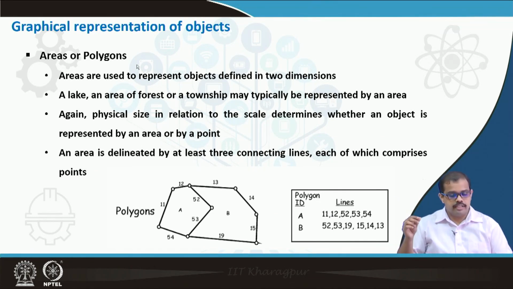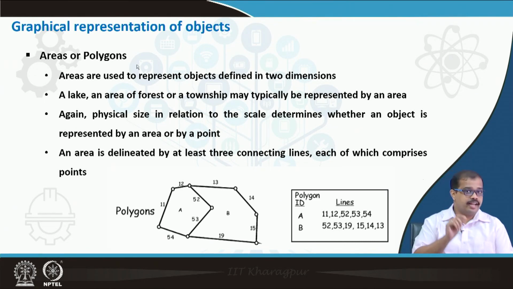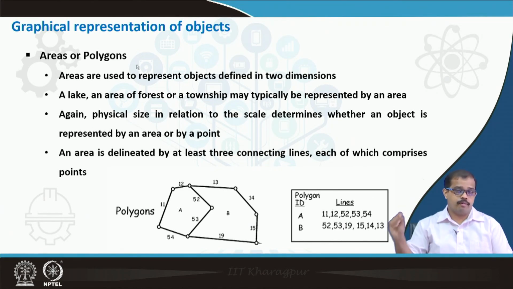An area is delineated by at least 3 connecting lines. You should have at least 3 connecting lines to make it a polygon, each of which comprises a number of points. As I said, a number of points form a line, and a number of line segments form a polygon. So this loop has to be understood properly.